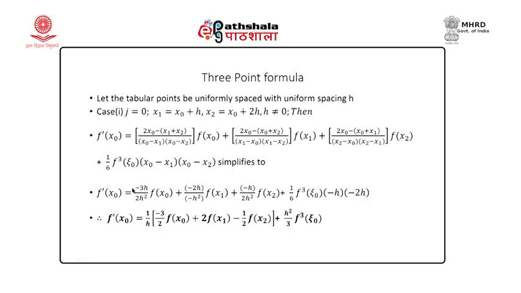So, minus 3h upon 2h square f x0. Similarly, this term will be minus 2h by minus h square f x1, and this term will be minus h; x1 is x0 plus h, x0 cancels, minus h by this is again 2h square f x2, and 1 by 6 f3 times x0 minus h minus 2h. Here we can take 1 by h common: minus 3 by 2 f x0 plus 2 f x1 minus half f x2 plus h square by 3 f3 at xi0.